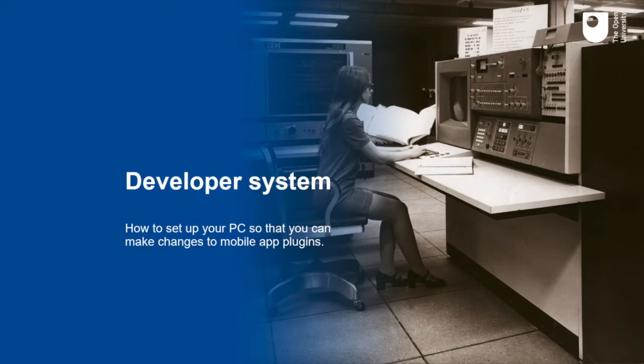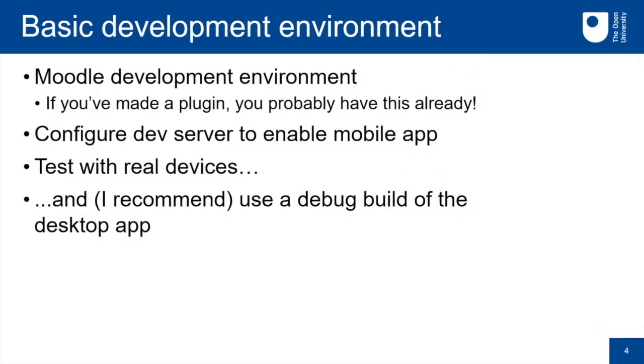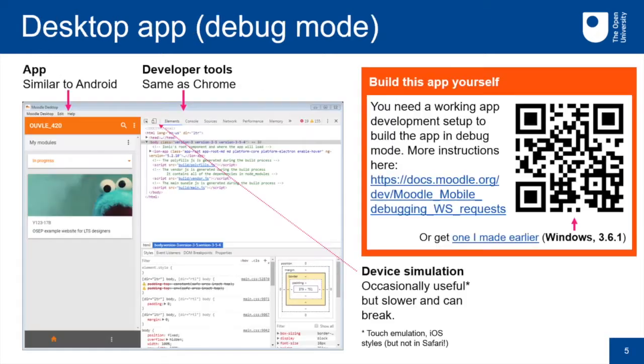So the developer system, you're going to need to set up some things on your PC in order that you can create a plugin for the mobile app, or take your existing plugin and make it work in the mobile app. You need a Moodle development environment, which you've probably got already, and you're going to need to configure your developer server so that it enables the mobile app. Then you'll be able to connect to it and test with real devices, so the mobile app on your phone. And I recommend that you should also use a debug build of the desktop app.